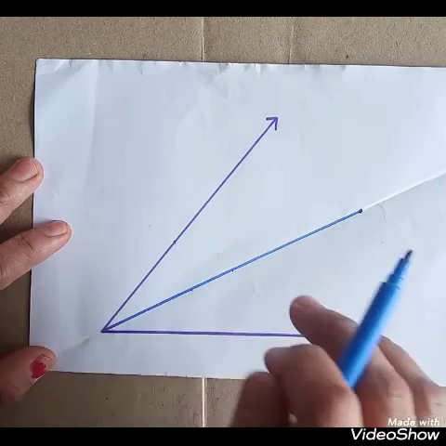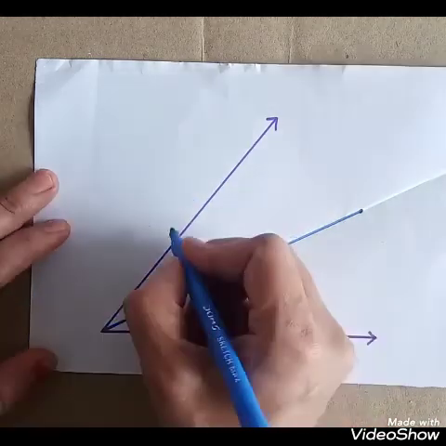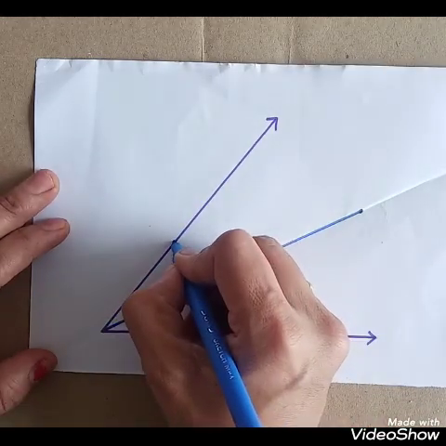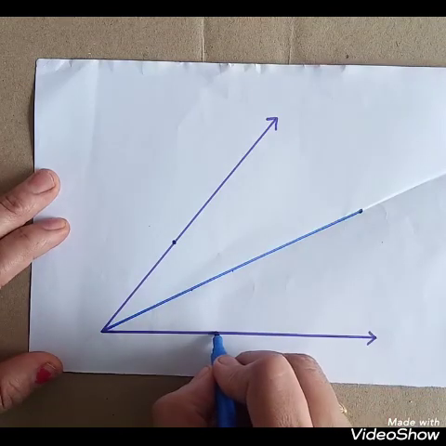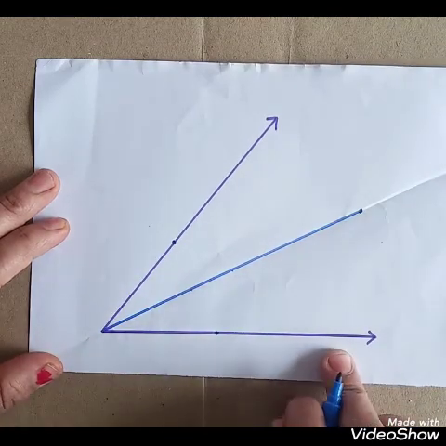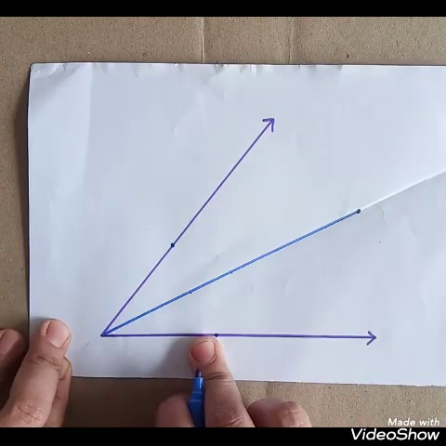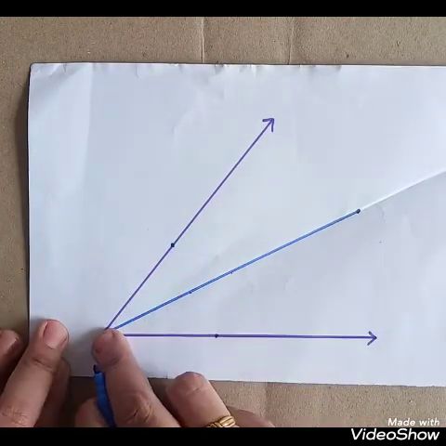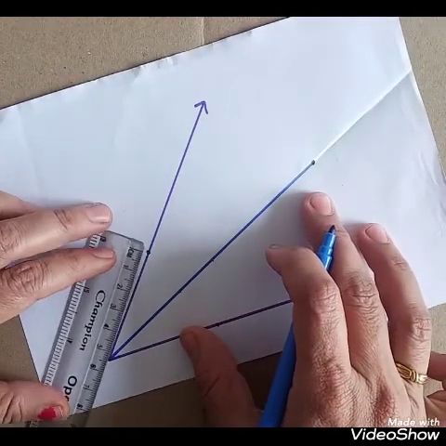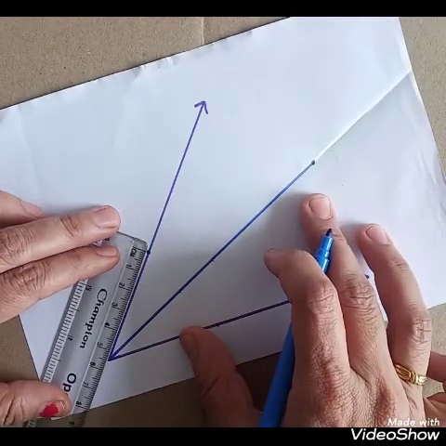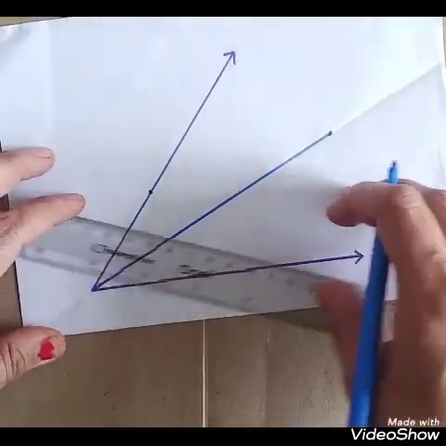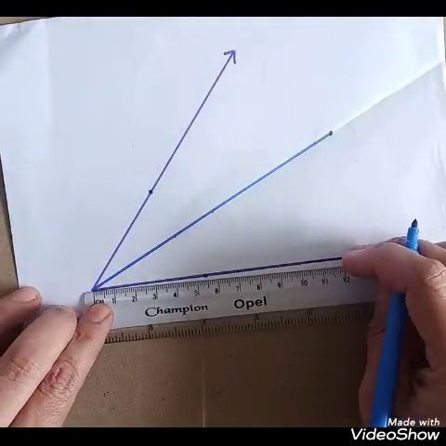Now take two points A and B. First point A on the first arm and point B on the second arm. But remember, these points should be at equal distances from the vertex. Look, here the measurement is 5.5 centimeter and again the measurement is 5.5 centimeter.